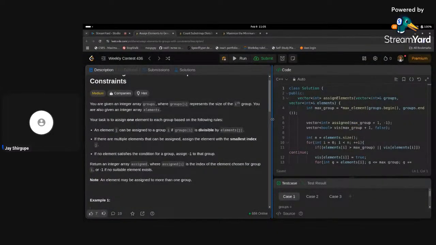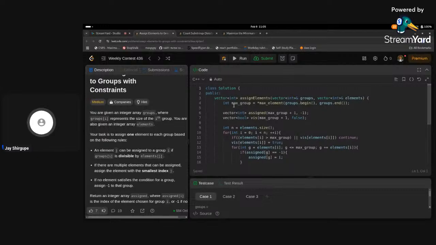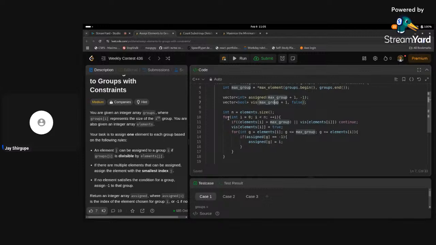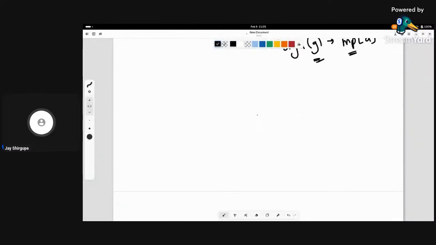So the one that I have implemented over here is basically you first find the max group size. You maintain your assigned and visited array. And also, one more edge case over here, at least in the sieve way, would have been that your elements array is all ones.